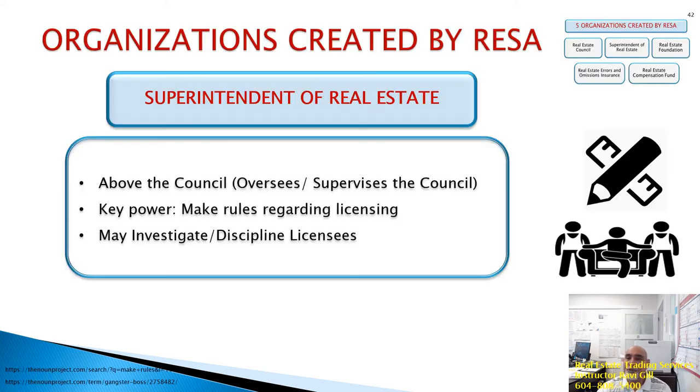Okay, so the superintendent, right here, second one, oversees and supervises the council. So they're looking to make sure that the council is doing the job correctly. Okay, key power, they make rules regarding licensing, not law reform, not changing laws. Okay, only regarding licensing, not laws for anything else. Okay, again, they can investigate, they can discipline, just same as council. But usually, if council does any investigation, they don't need to repeat this same investigation.